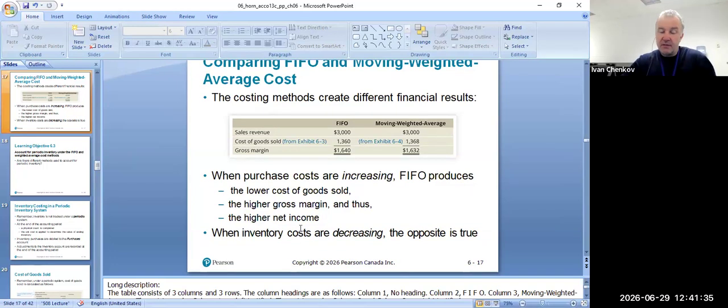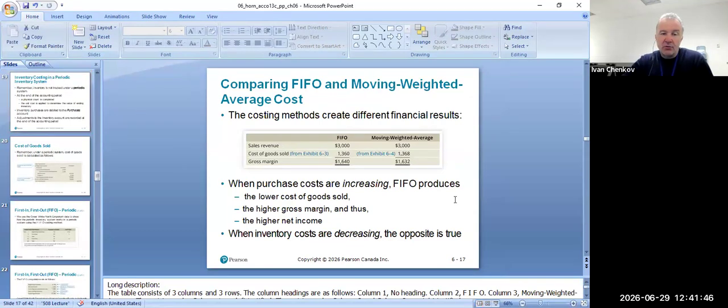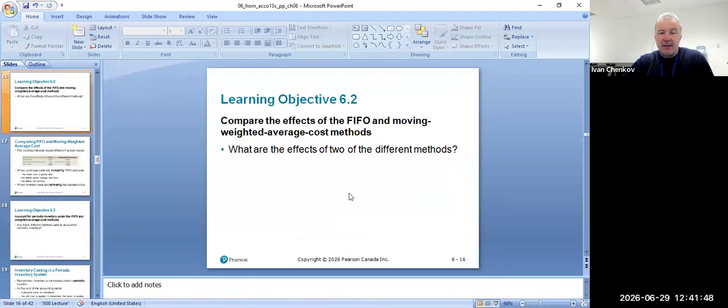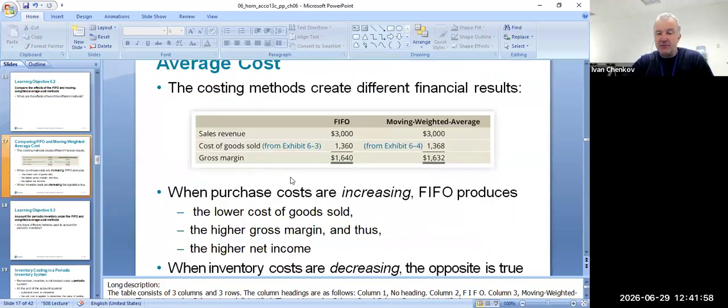When the cost of the inventory starts decreasing, we're going to see the opposite effect with first in, first out. That's where the whole thing comes in, because what I want you to understand is that a purchase is a purchase and a sale is a sale. Now the question is, how are we going to assign the cost of the item that you sell?